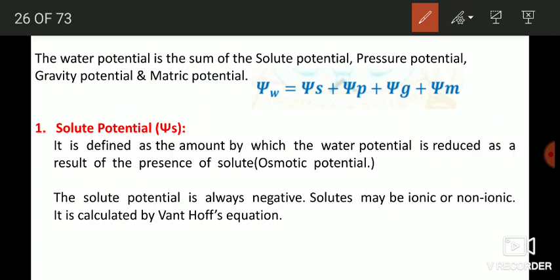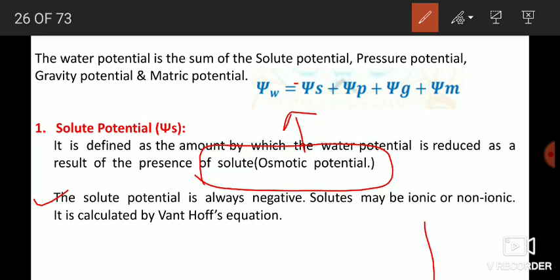Solute potential is defined as the amount by which water potential is reduced as a consequence of the presence of solute in the solvent. When you dissolve a solute in a solvent, water potential is always going to get reduced, because the solute molecules associate with the water molecules, as a consequence of which the free energy of water molecules gets reduced. Therefore solute potential is always negative. Whenever you dissolve solute, it will always tend to reduce the water potential, and it is therefore always shown by a negative sign. You have to remember this.